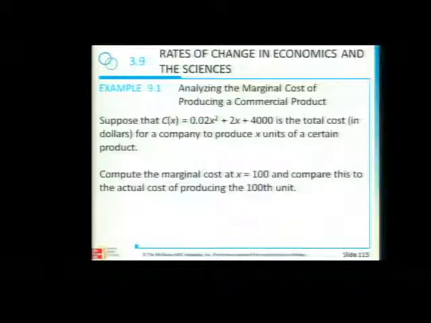So if the company produces 100 units, then X will be 100, and from this equation, one can obtain the cost of producing the 100 units. That's the cost function. And what we want to do is to calculate the marginal cost at X equal to 100. That means the 100th product. The company produces 1 unit, 2 units, 3 units, and so on. When it comes to 100, what is the marginal cost? That's what we are looking for, and we are also asked to compare this with the actual production cost for the 100th unit.